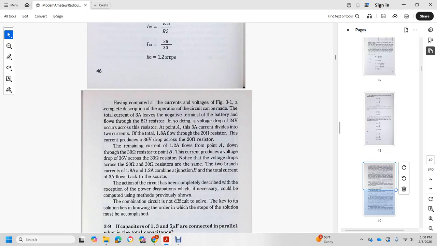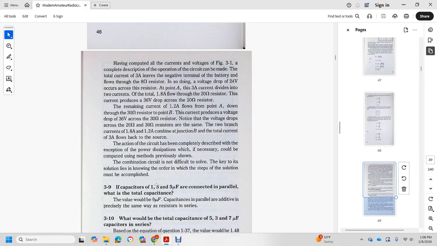The current produces a voltage drop of 36 volts across the 30 ohm resistor. Notice that the voltage drops across the 20 ohm and 30 ohm resistors are the same. The two branch currents of 1.8 and 1.2 amps combine at junction B. The total current of 3 amps flows back to the source. The action of the circuit has been completely described, with the exception of power dissipation, which when necessary could be computed with the methods previously shown.